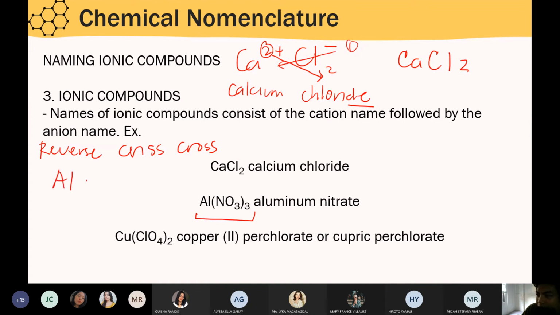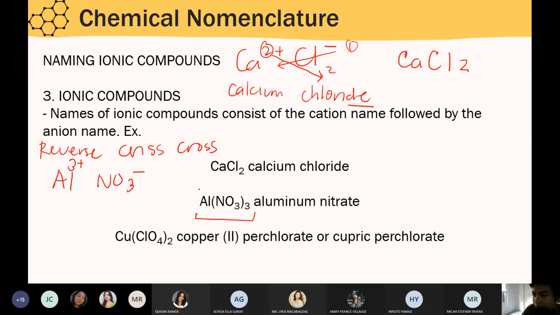Okay, so let me rewrite it here. So this 3, where did this thing come from? This came from the Al, okay? And the one here in aluminum, it is not shown. However, you should keep in mind that there is a 1 subscript there. So where did this come from? It came from the nitrate, okay? So that's it.